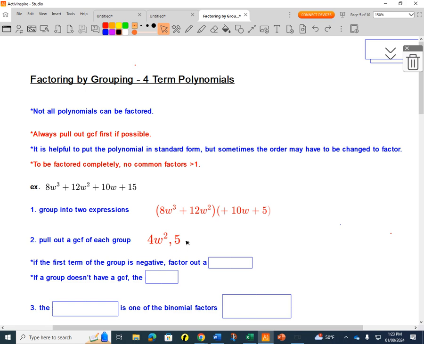We're going to skip some of the blanks for now and go down to number 3, and then we'll come back up to the other blanks. So number 3 says the blank, the sum of the two GCFs, is one of the binomial factors. So we're at number 3, filling in the blank for number 3.